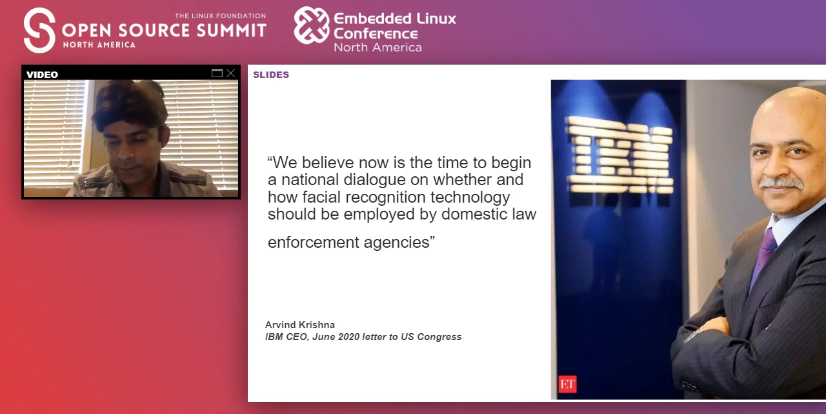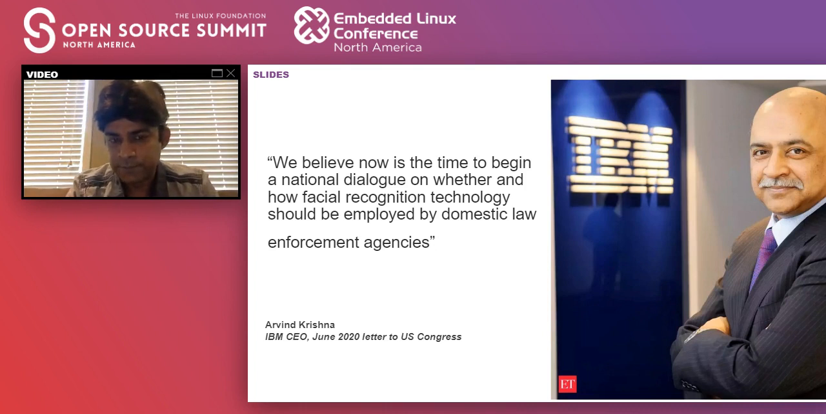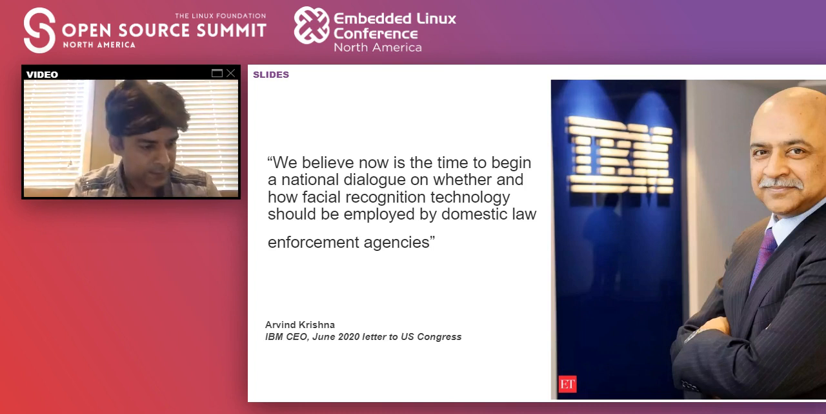Now, when we talk about ending up on the right side of history, just last month our CEO, IBM's Arvind Krishna, sent a letter to the Congress opting out of any facial recognition technology business in which IBM is involved. I think that also set a good precedent. Pretty much after that, a lot of other major companies made their own announcements along similar lines.